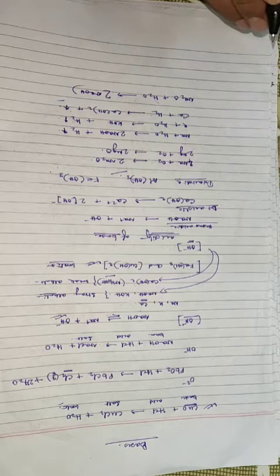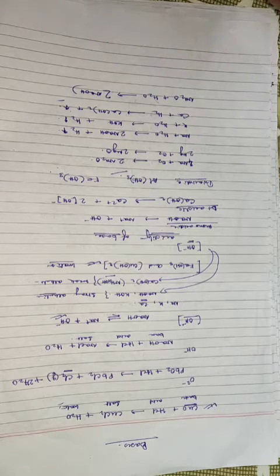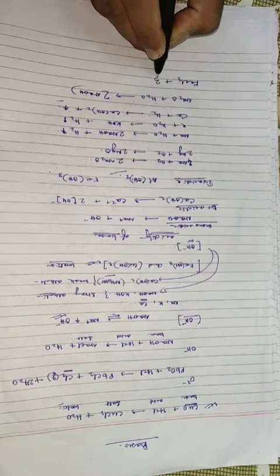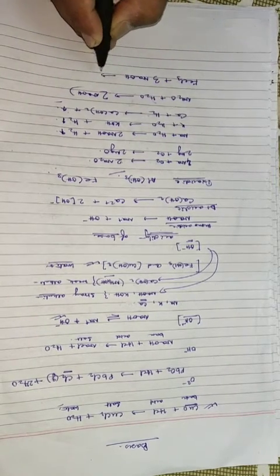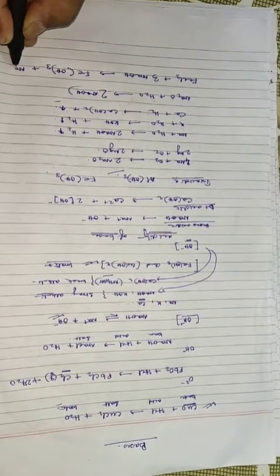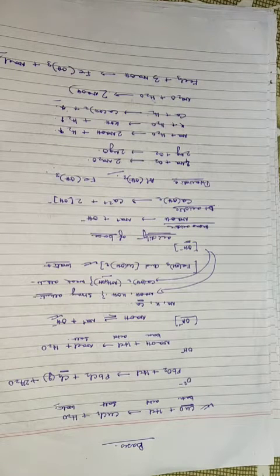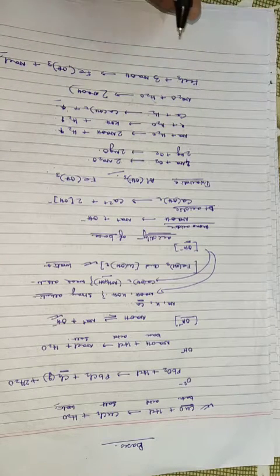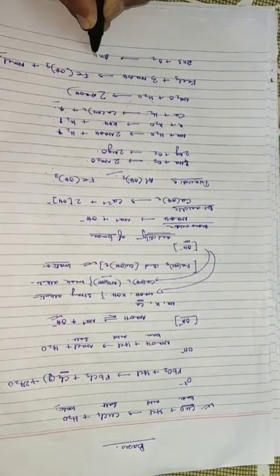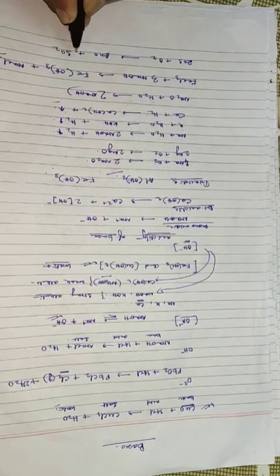Now, double decomposition reaction. What is a double decomposition reaction? For the formation of an insoluble base, when ferric chloride, FeCl3, reacts with sodium hydroxide, it will give Fe(OH)3 plus NaCl. An aqueous solution of salt with alkali precipitates metallic hydroxide plus salt.